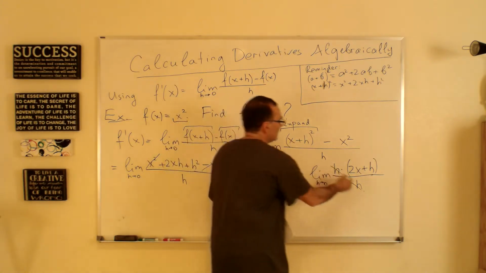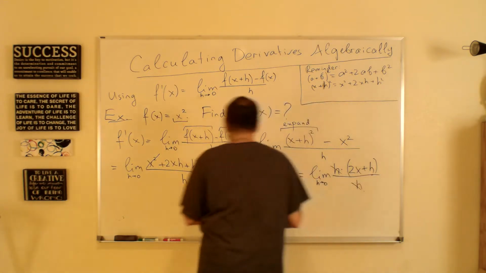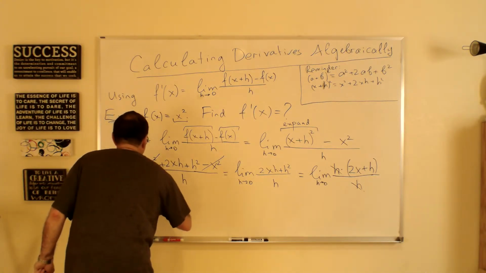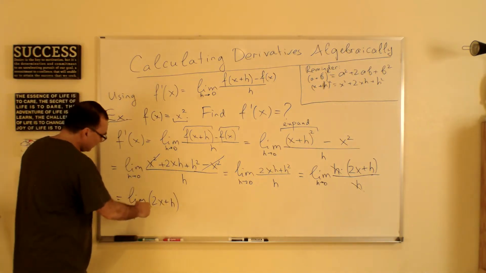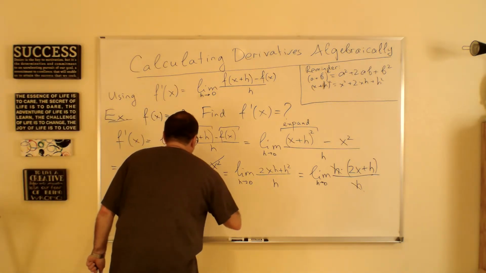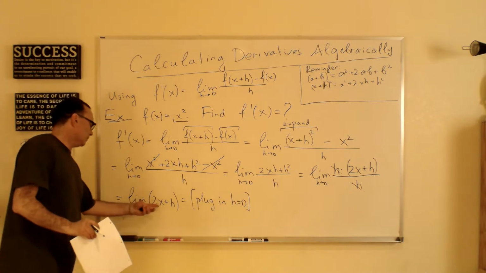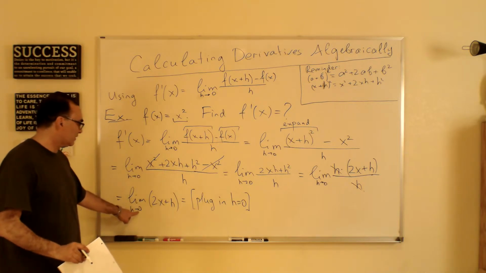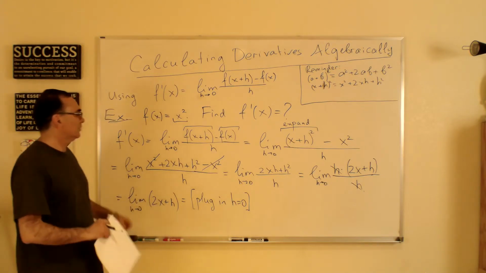And that's why cancellation is allowed. Cancellation is legitimate in mathematics. So after cancellation, we just get 2x plus h. And now, to further calculate this limit, we will plug in h equals 0. Like we did with limits before, this is the limit of a single function, and we can just plug in, because as h approaches 0, a single function is continuous, so we're allowed just to plug in to calculate the limit.